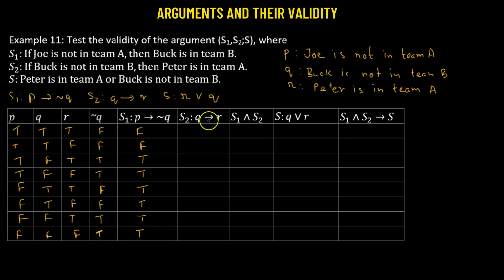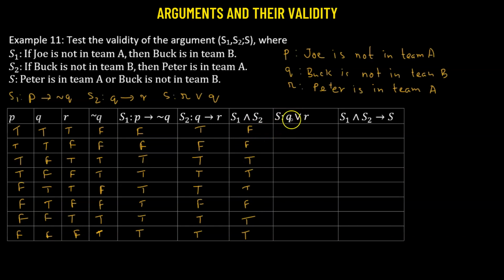Then we go to the second hypothesis, if Q, then R. So if true, then true, so this will be true. Now we take the conjunction between the two hypotheses. So conjunction will be true only when both of them are true. So this will be the case when both of them are true. So this will be true, true, true, and the rest of them will be false.